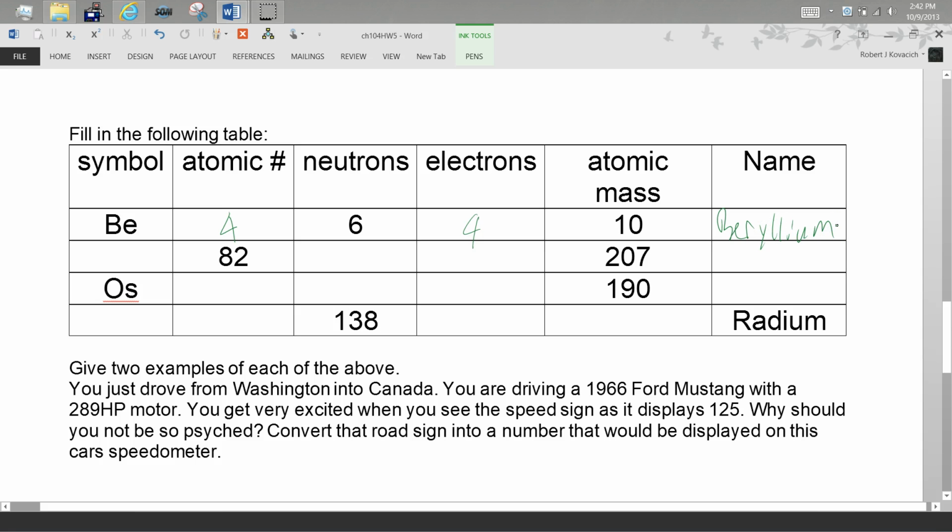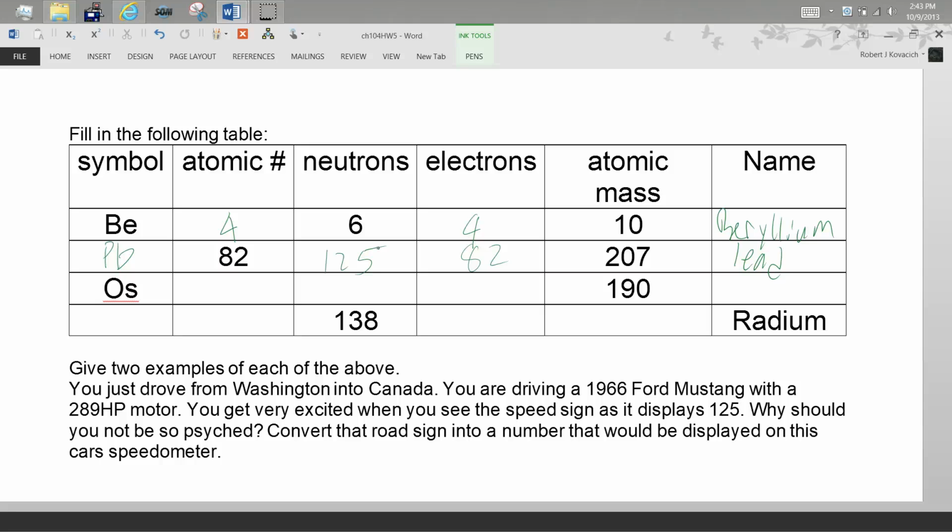Okay, so what element has 82 protons? No, lead. Pb, and then lead. And so if it's got 82 protons, what else does it also have? It's got 82 electrons. And this isotope of lead has a mass of 207. And since we know 82 of them have to be protons, then how many neutrons do we have? 125. So do all elements of lead have 125 neutrons? Nope, just this one and some other ones, but that doesn't mean they have to have 125.